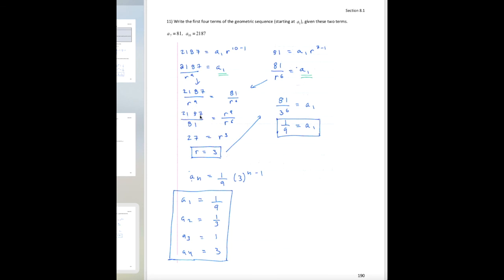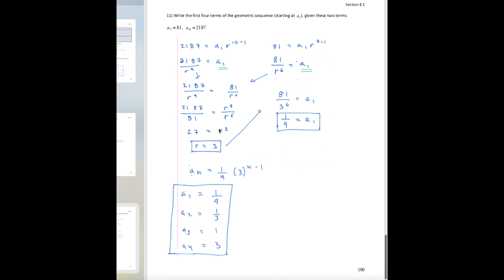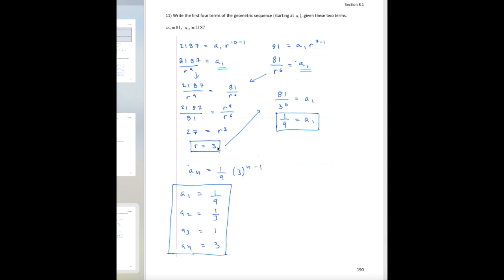I threw that in a calculator, I'm sure, and it came out 27. r to the ninth over r to the sixth, I canceled, and that got me r cubed, and then cube rooting both sides got me r. And then once I know my ratio was 3, I can come back to either of these equations. I bet I picked that one because it's easier.